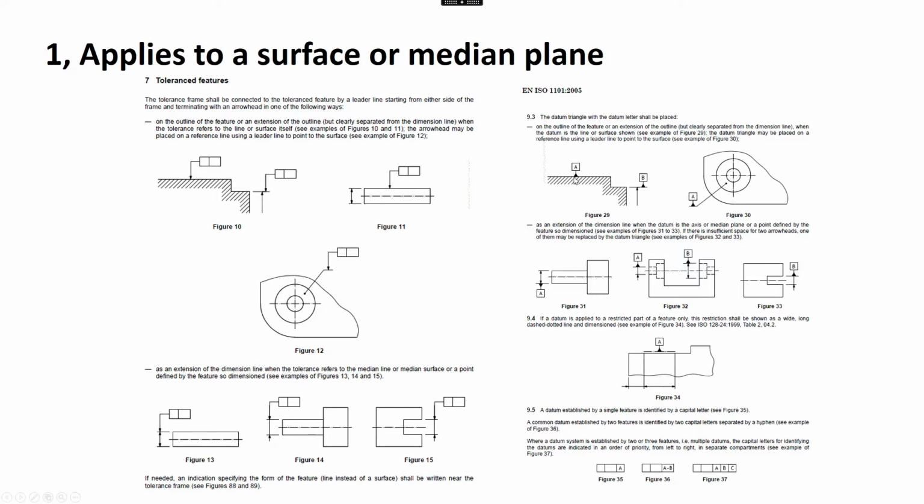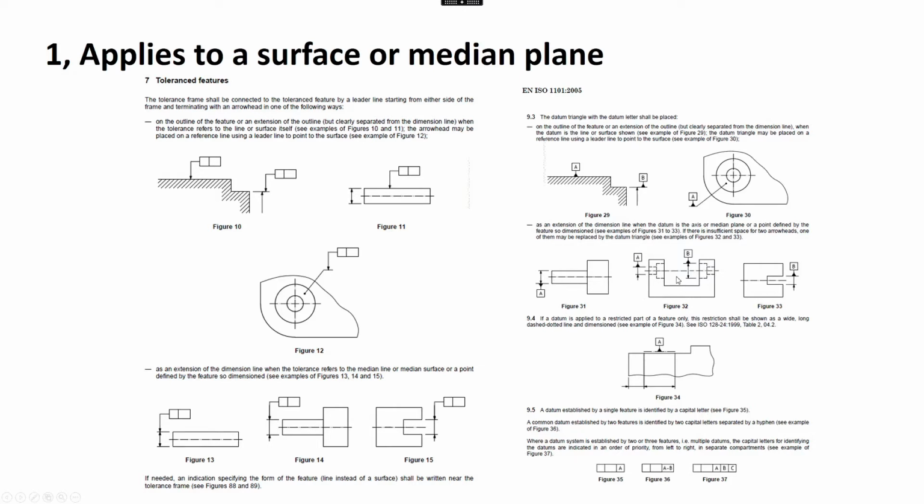So we've got some datum examples on the right. Datum A being applied to the surface. Datum B being applied to the surface. But in this location, datum A is the center line of this diameter. So the center line, datum A here, is actually from this point here to this point here. It's this cylinder, the center line of this cylinder.